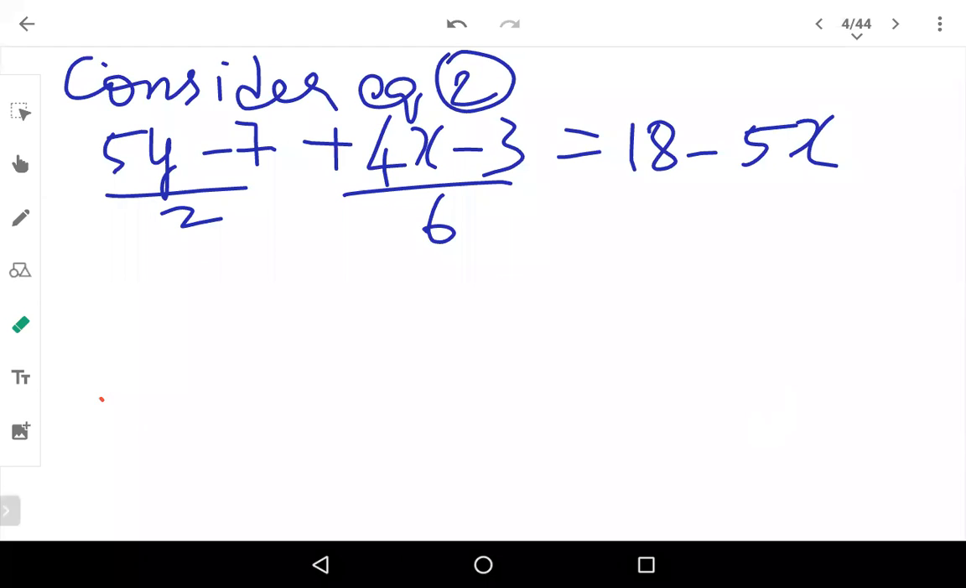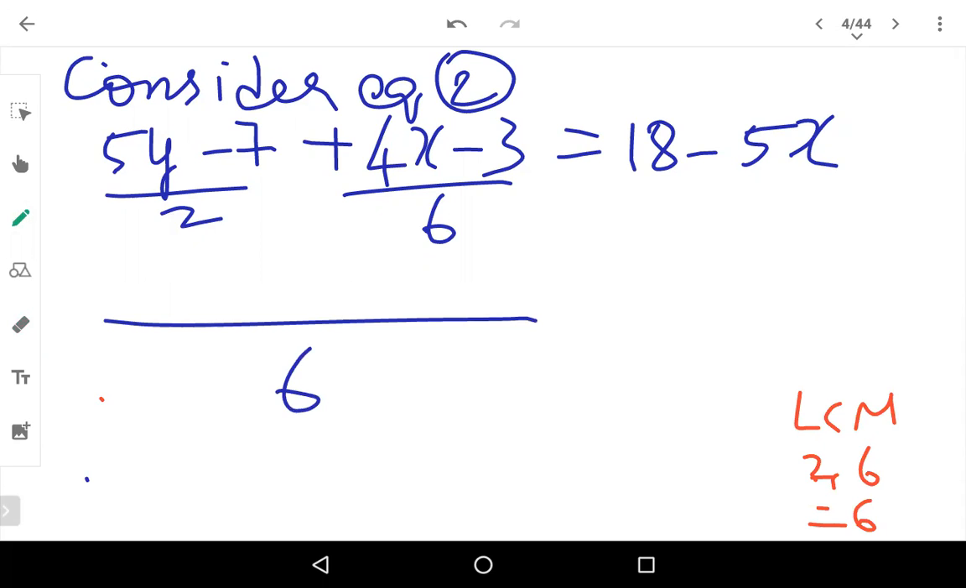So, LCM of 2 and 6 is 6. So what will we do? We will take the LCM to be 6. If LCM is 6, we just have to multiply 3 and 3 here and 1 and 1 here. Yes, we have to follow LCM, but this method will not always be applicable. Okay, now let us continue.